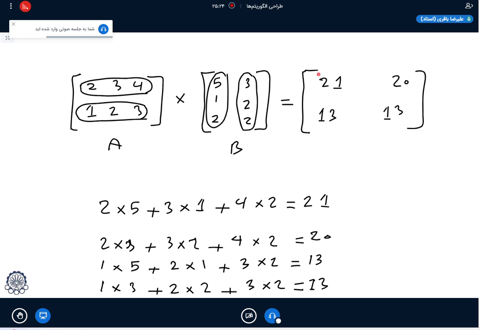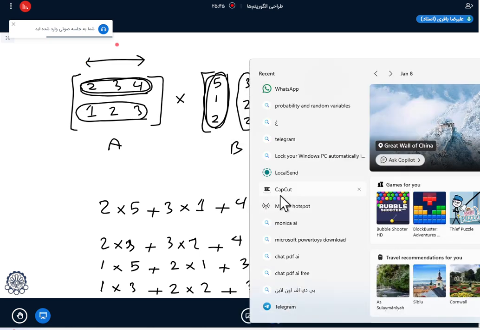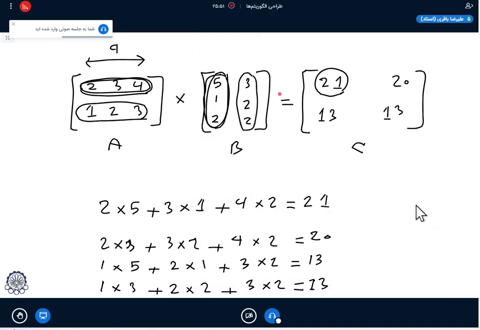So for computing one item of matrix C, one row is multiplied by one column. One row of A is multiplied by one column of B, and the number of multiplications is Q. If we have Q columns in A and Q rows in B, the number of multiplications is Q.